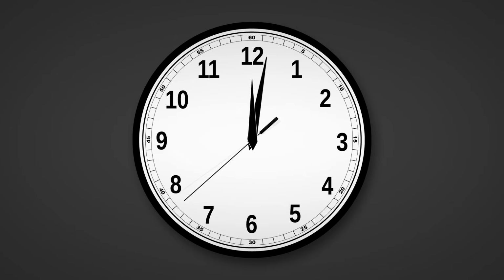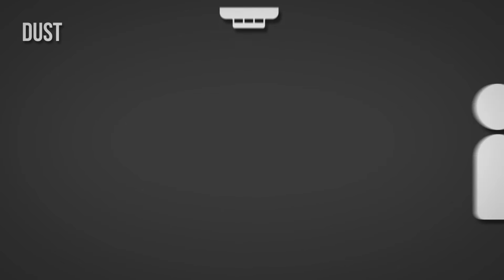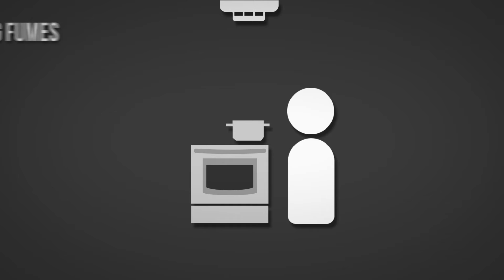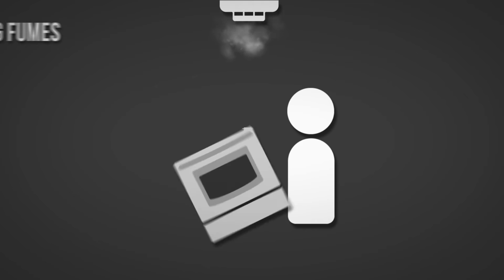There is a false alarm somewhere in the UK every 2 minutes. Here's how they happen and what you can do to reduce them. Dust. Ensure detectors are kept free from dust and maintained regularly. Cooking fumes. Is cooking taking place in an appropriate area, or is the type of detector and its location suitable?